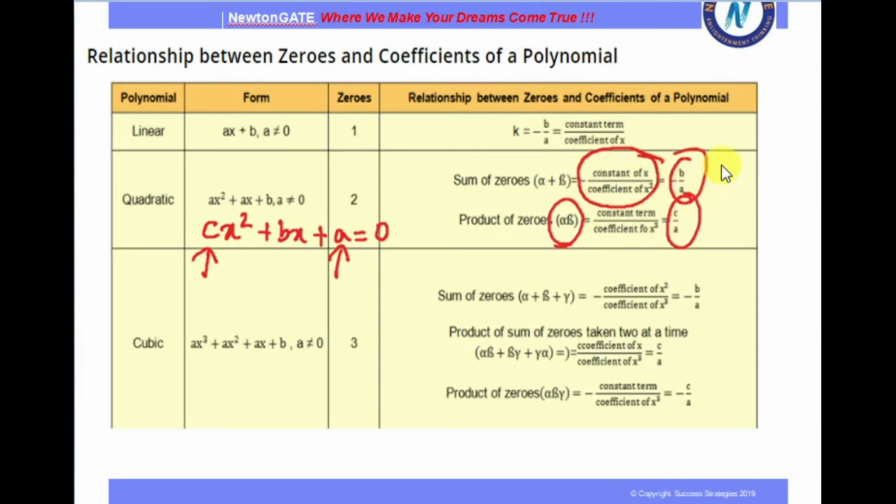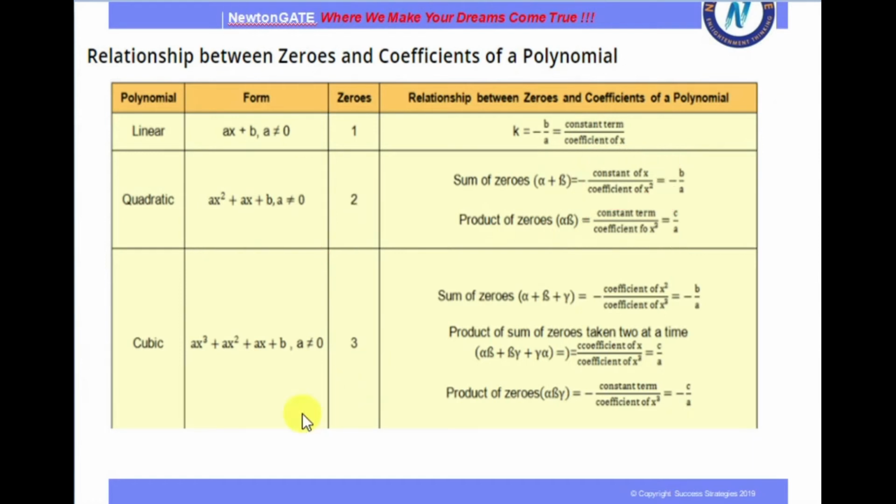Okay, so it's better if we understand this rather than memorize it. It is easier to memorize this, but please understand that b by a or c by a is not important. What is important is the coefficient of x and the coefficient of x square. We are more bothered about the coefficient of x square than seeing a, b and c in order.